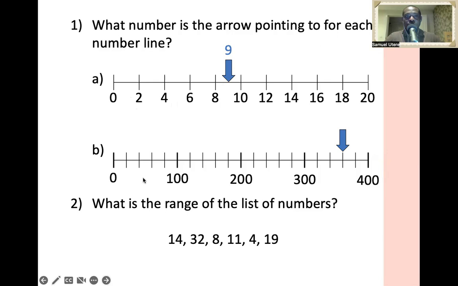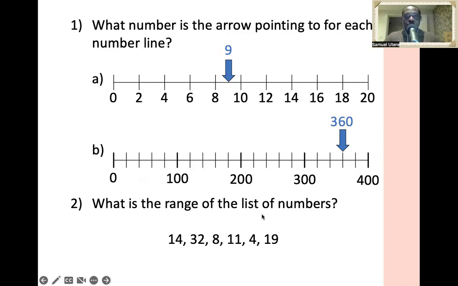And then here, we can see that looking at the number line, we have 1, 2, 3, 4, 5. So we have 5 intervals between 0 and 100. So we know already to get the value of each interval, we will do 100 divided by 5, which gives us 20. It means each of these interval is 20. But looking at the arrow, you can see that the arrow is pointing at the part of the number line which is 1, 2, 3 intervals after 300. So that number must be 360.